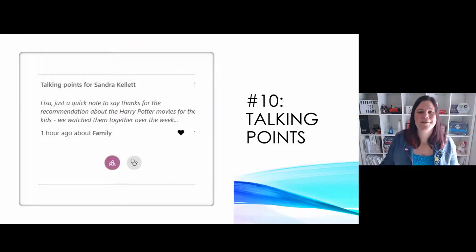So here we go. Number 10 is a feature called Talking Points. What this does is pick up on emails that are coming in from your clients or prospects that might be talking about points of interest like health, family, sports, those kinds of things. And that means that as a seller, next time you go in and have a look at that person's record in Dynamics, it will give you a prompt of a talking point or a conversation to pick up with that person.